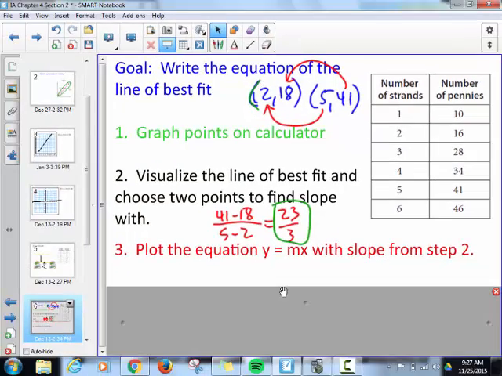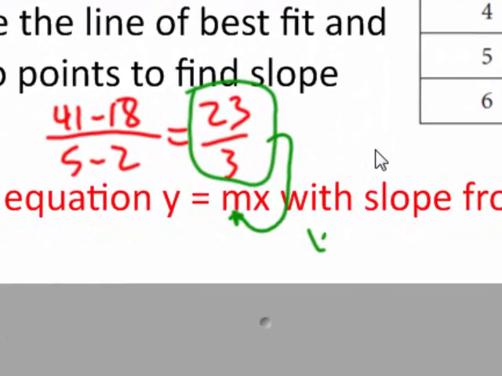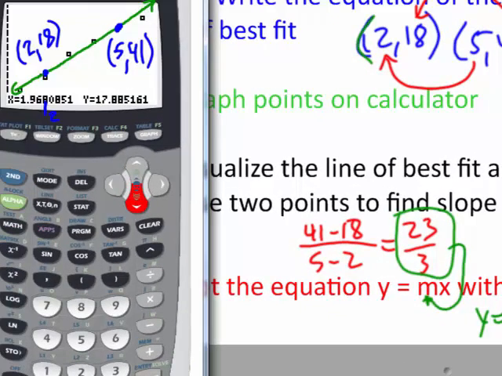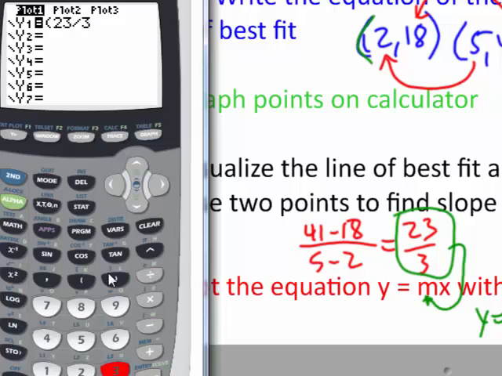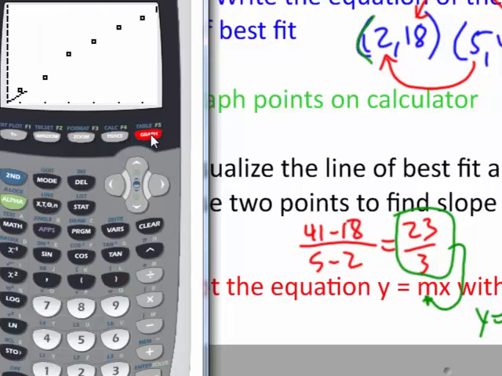Well, the next thing we want to do is plot the equation y equals mx with slope from step 2. So I'm going to use this slope. I'm going to plug this in for my m right here. So I'm going to have the equation y equals 23/3 x. So I'm going to go into my calculator, and I'm going to graph that guy. So let's see, erase what I just drew up here. So y equals, and let's graph that. Y equals 23. Remember, anytime you have a fraction, put it in parentheses. So 23 divided by 3, and end your parenthesis, times x. Remember that variable button? Let's go back and graph. Oh, that was pretty good.